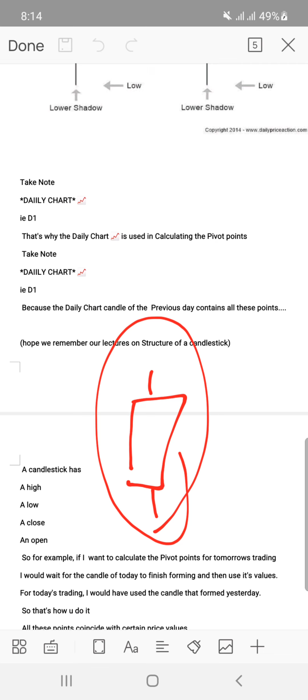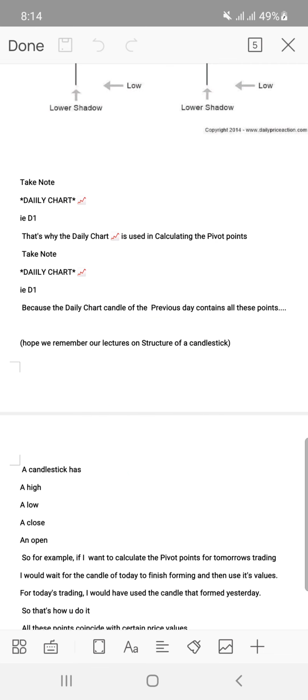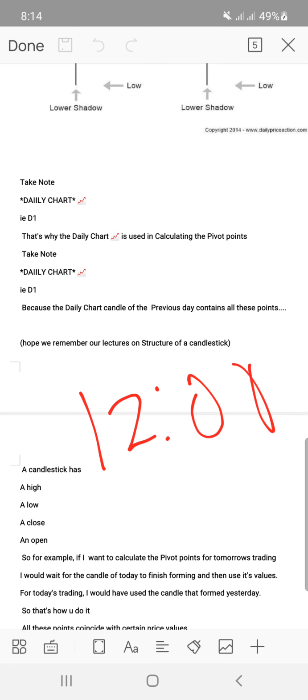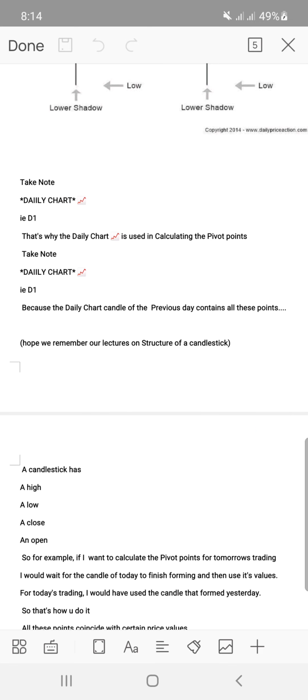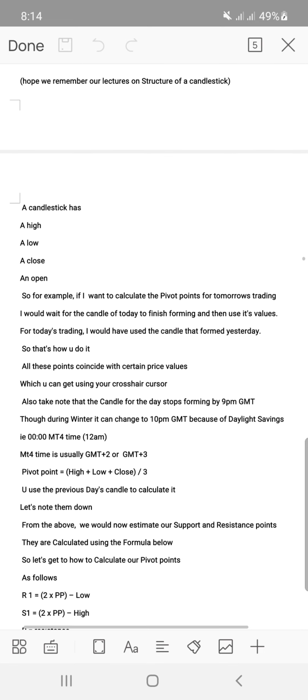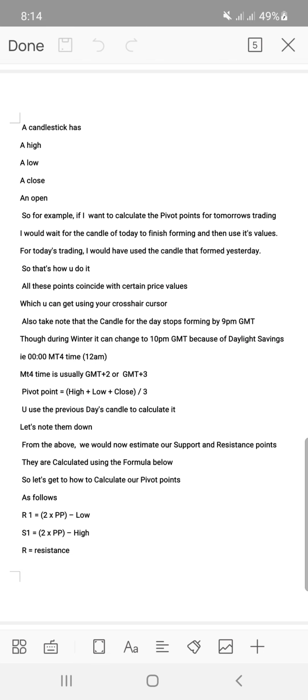You understand? So I think in Nigerian time, each candle closes at around 12 o'clock, 12 midnight, or some brokers at 1 in the night, depending on the broker you're trading with, then a new one begins to form. So you can now make use of those points to calculate the pivot points.